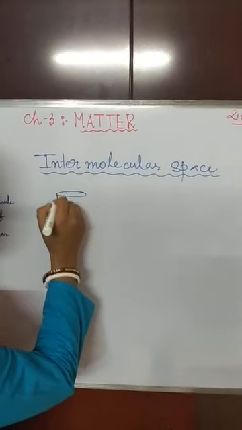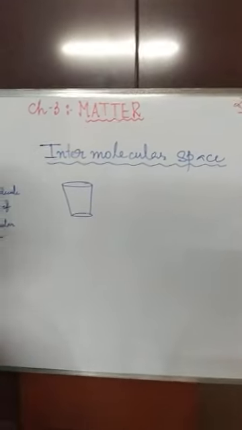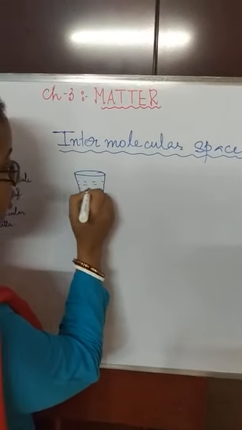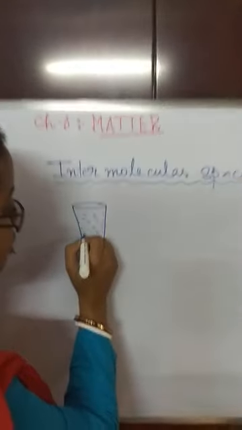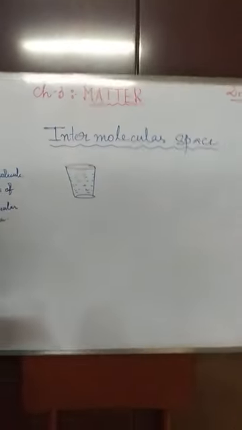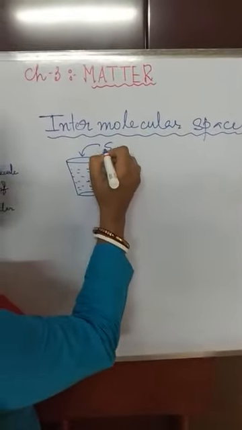Take a glass of water. In a glass we will be taking some water. Okay, see, the glass is filled up with water. Now add one spoon of sugar to it.